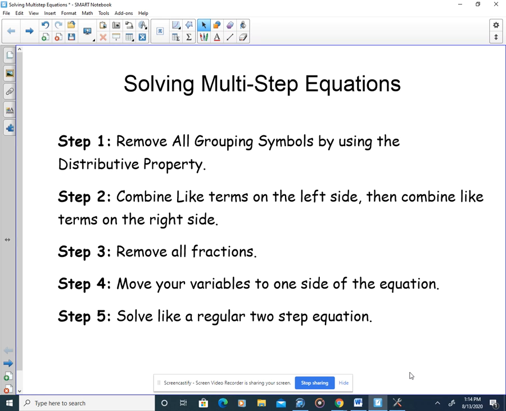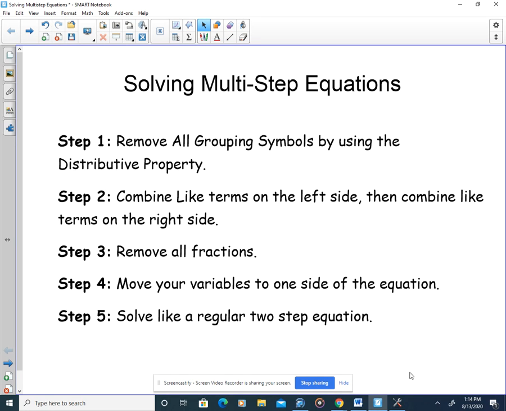Welcome back. Today we're going to learn how to solve multi-step equations. So here are the steps to solving multi-step equations. Step 1, we remove all grouping symbols by using the distributive property. Step 2, combine like terms on the left side, then combine like terms on the right side.